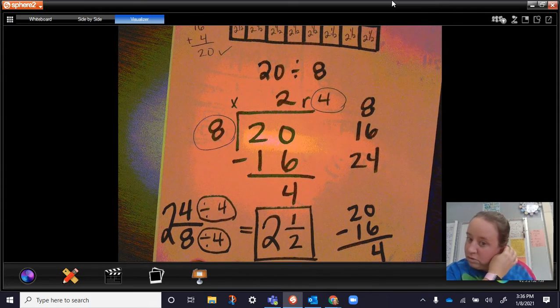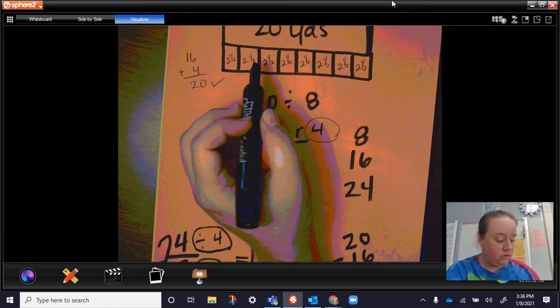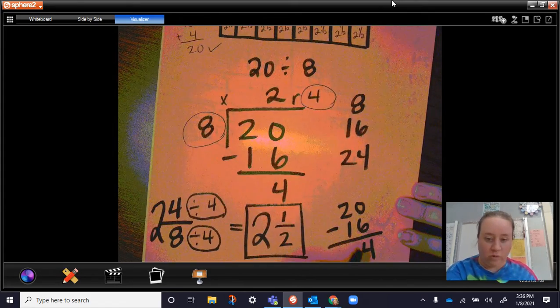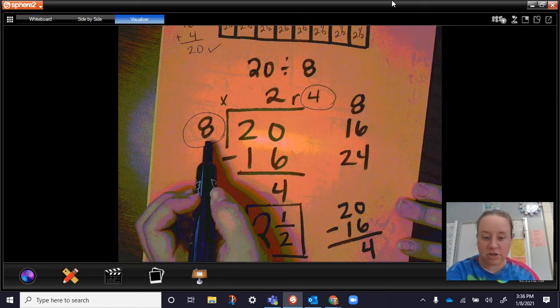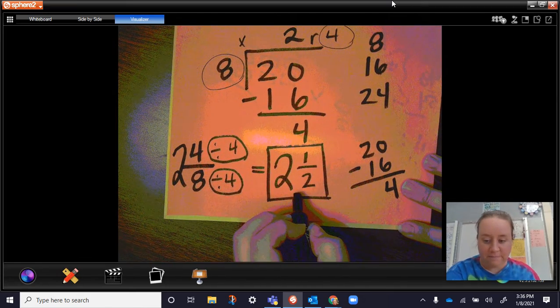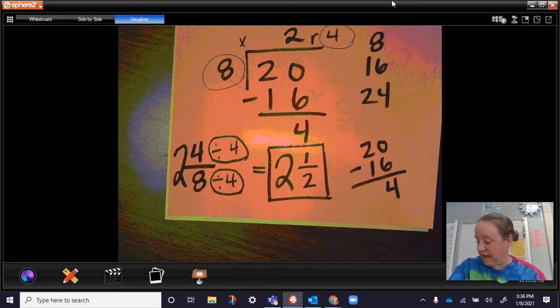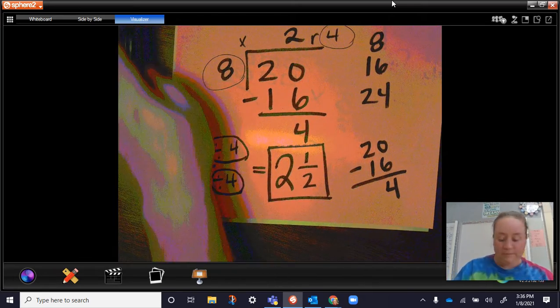Okay, so in this one, we needed that full 20 yards. So since we were left with 4, we had to turn it into a fraction. Then we had to take what we know about fractions and simplify it, and we got 2.5. And that was problem 9 on the independent work.